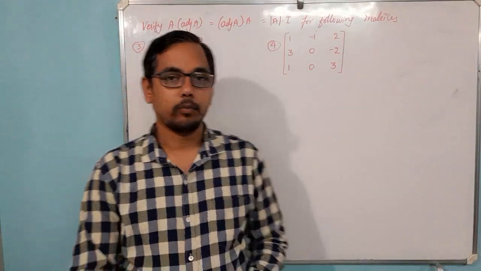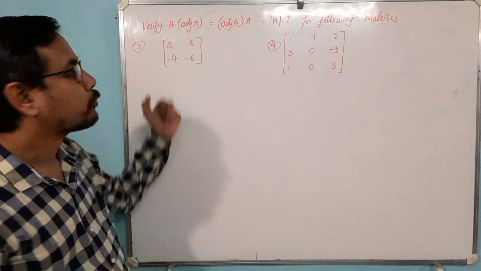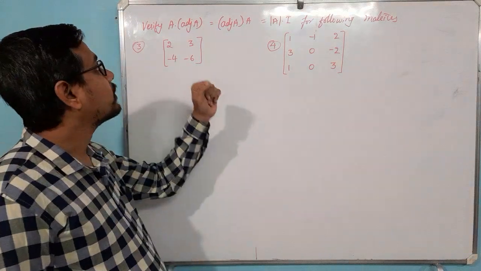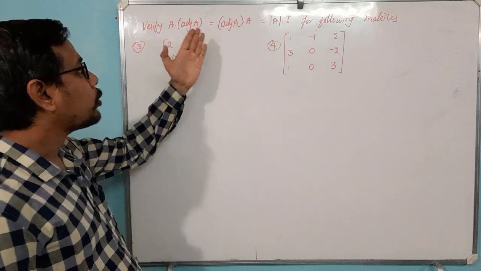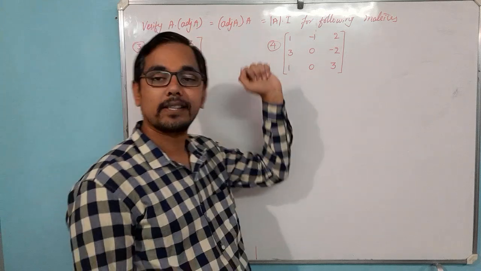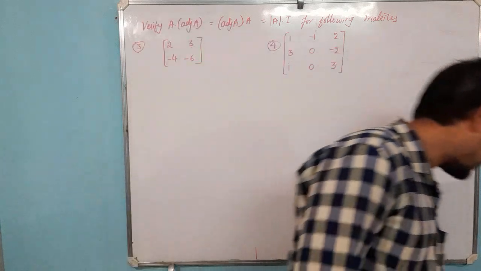Okay friends, let's move on to the next one. Here also we have a set of two problems, right? In both of the problems we need to verify A into adjoint A is equal to adjoint A into A, which is equal to determinant A into I. So let's begin with this.